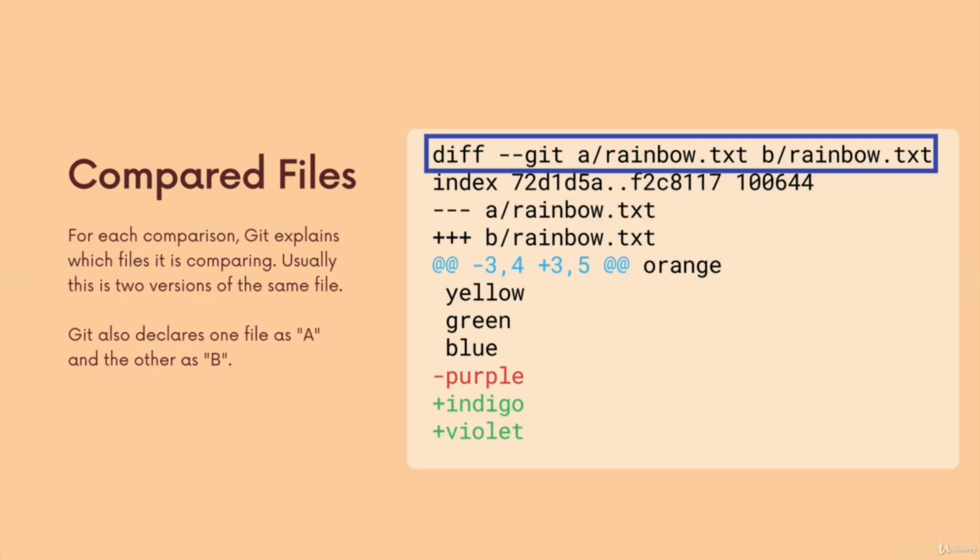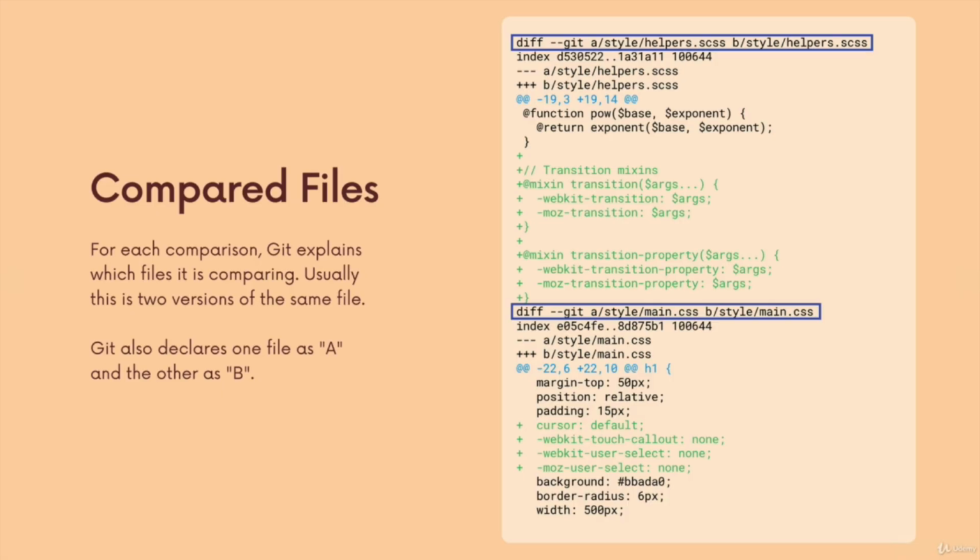So git is going to call one A and the other one B. You can see rainbow.txt, the first one here, is going to be A. Rainbow.txt, the second one, will be B. So we may get an output that's a lot more complicated, but there's always going to be the first line, the files that are being compared, 2 files. So helpers.scss compared to helpers.scss, and here's what changed in that file. And here's another file, main.css, main.css.